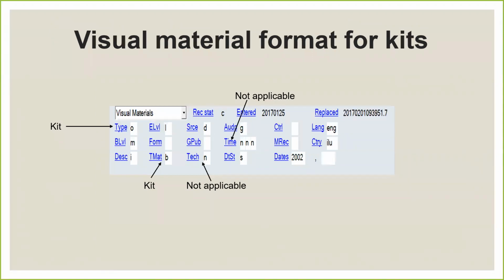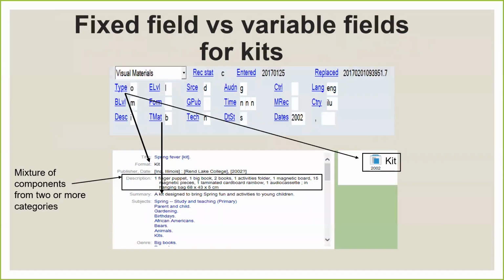Running time is coded NN for not applicable. Technique will be not applicable even if the item includes motion picture or a video recording because the entire item is not a motion picture or a video recording. The online catalog icon displays kit, and the description will state the different components that make up the kit.